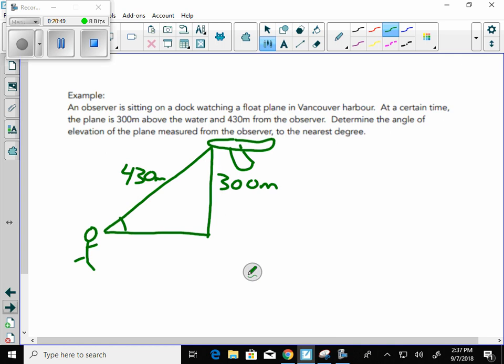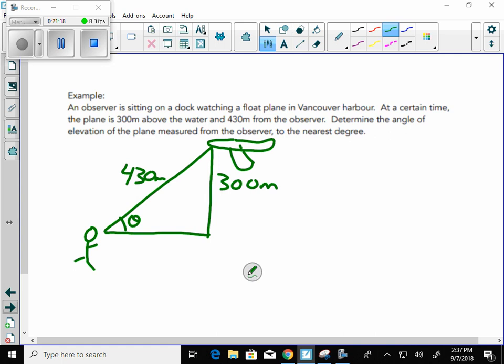Now, remember, the angle of elevation, looking up. Okay? Got it. So that's the angle you're looking for, the angle of elevation. Then you've been given two sides. Just try it.